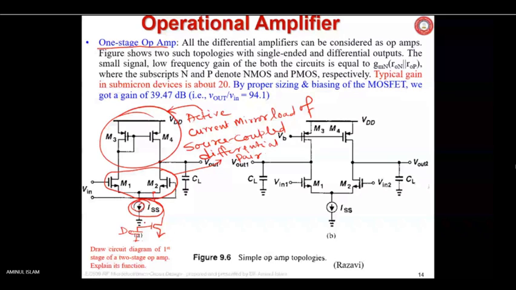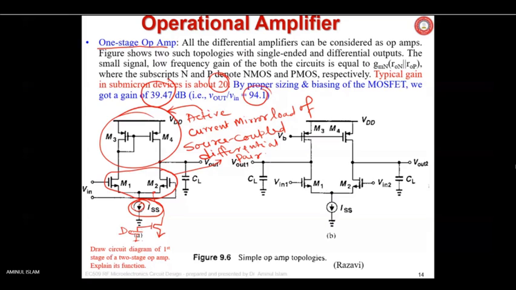So this is called a one stage operational amplifier, and its gain typically is about 20, and we have simulated and got 39.47 dB, which is equal to 94.1. Again, don't be surprised seeing the gain, so high. Yes, the high gain may be achieved if you compromise with frequency. The bandwidth will be less. Okay.